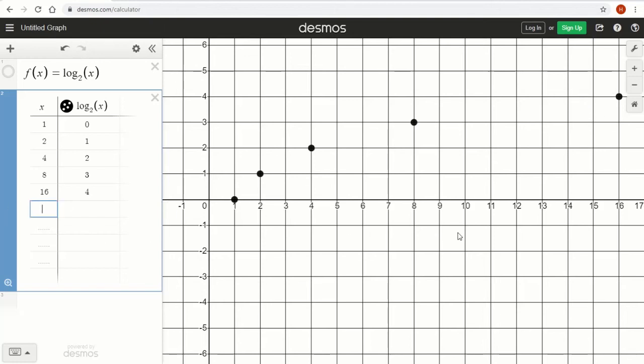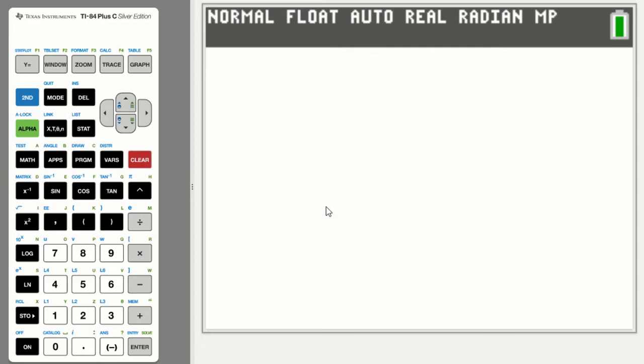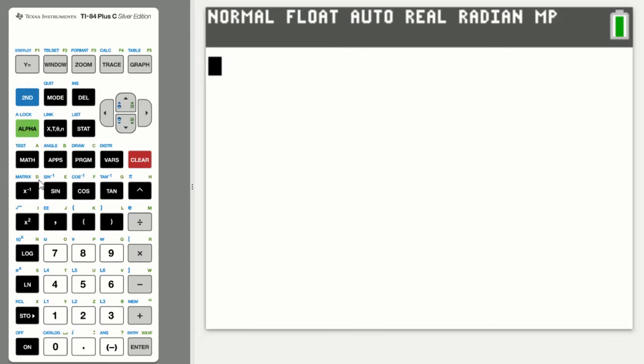But what about when x equals 6? So Desmos can do that, but this is beyond our mental math capability. So let's see how we can use the calculator for this. Namely, this is log base 2 of 6. So now on the TI-83/84 calculator, we can go ln of 6 divided by ln of 2.